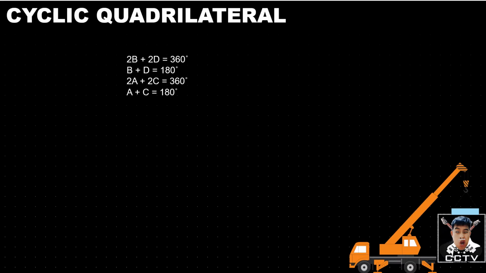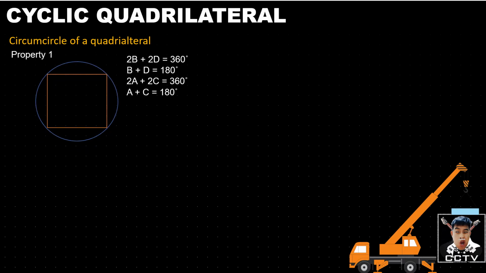Ang topic natin ngayon is a cyclic quadrilateral. Circumcircle of a quadrilateral. Property 1, ito, sinicircumscribe niya yung quadrilateral. Kaya yung square natin is nasa loob ng circle. And ang property 1 is, kung yan sides na yan ay A, B, C, D. And then we have the diagonals. Alam natin na ang angle dito is twice the central angle. And this one is radius.